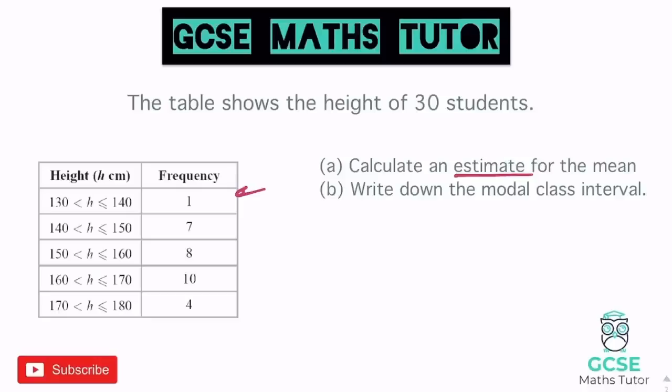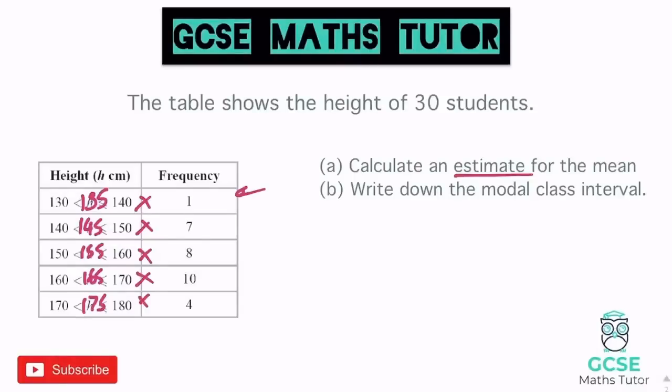So what we do is we pick the midpoint. So in between 130 and 140 is 135, and we're just going to use that as an estimate for the height of that person. And we'll do the same for all the others, 145, 155, 165, and 175. And we'll just treat this in exactly the same way as we did before. So one person at 135, 7 people at 145, and we're just going to times across for all of these again.